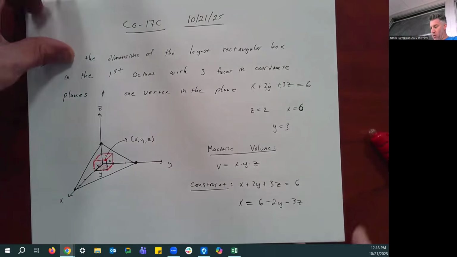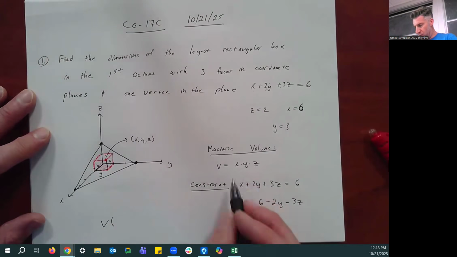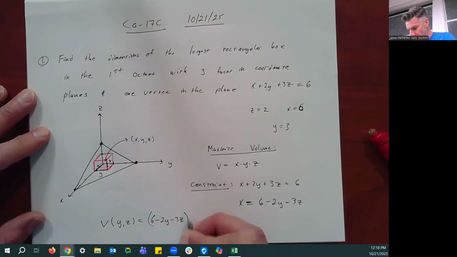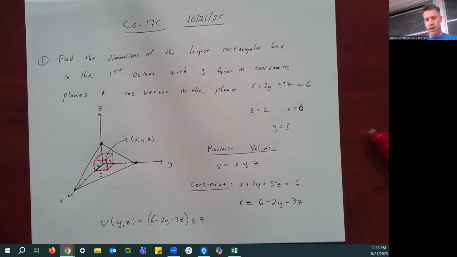And then we will write our new volume function. Our volume is a function of just y and z because we're going to replace x with that. It is going to be x, which is 6 minus 2y minus 3z, multiplied by y times z. And before we start finding our partial derivatives and setting them equal to 0, I think we should multiply it out first, right? I don't need to use the product rule to find my partial derivatives here. I would much rather just multiply it out and make my life easier.